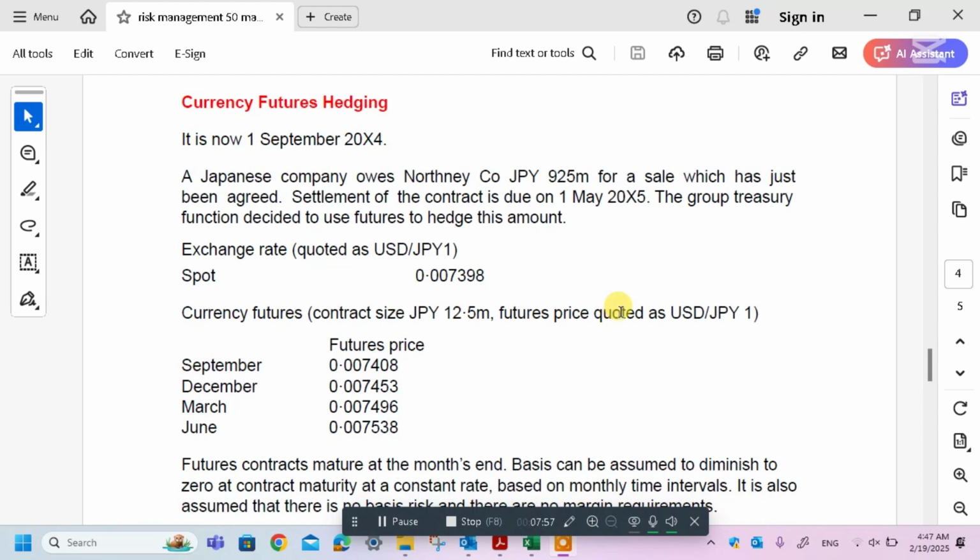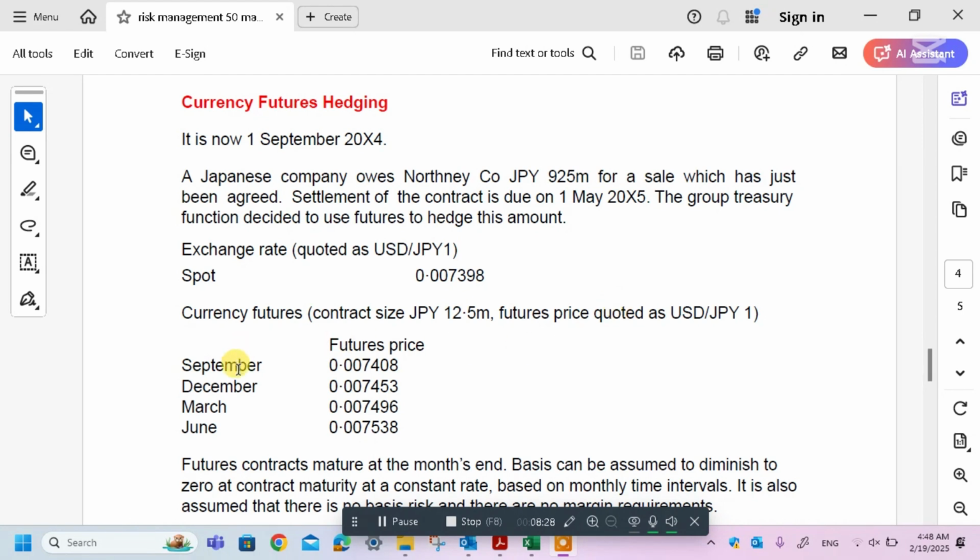Currency futures hedging. It's now 1st of September 2024. A Japanese company owes Nothni company Japanese yen 925 million for a sale which has just been agreed. Settlement of the contract is due on 1st of May 2025. The group treasury function decided to use futures to hedge this amount. The spot exchange rate is given.